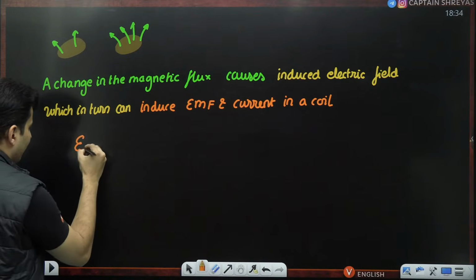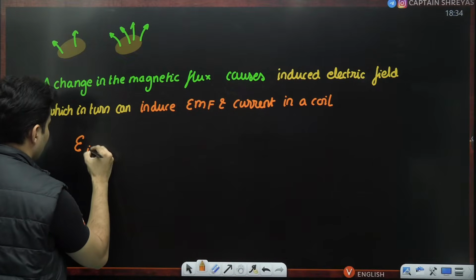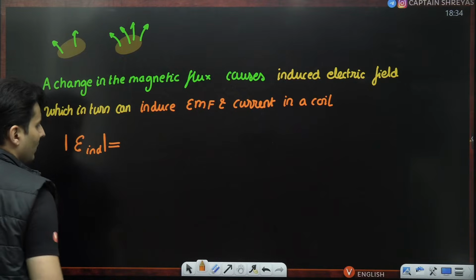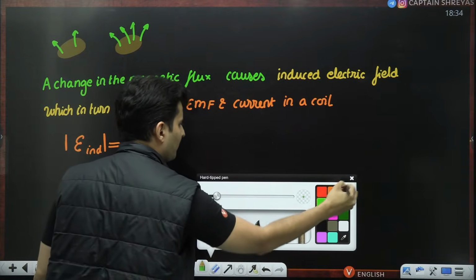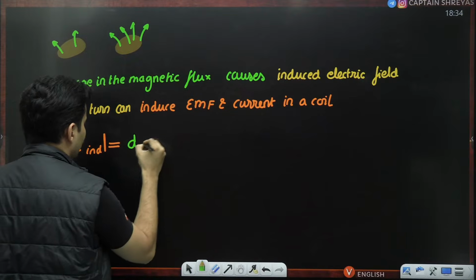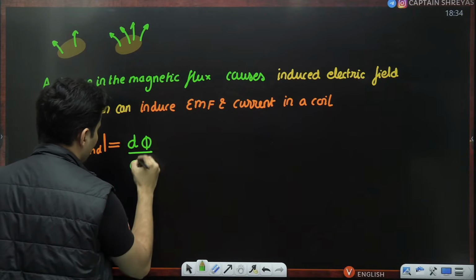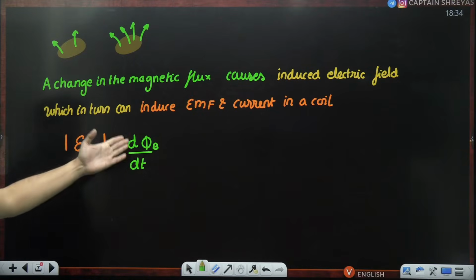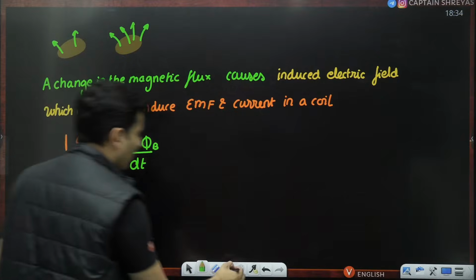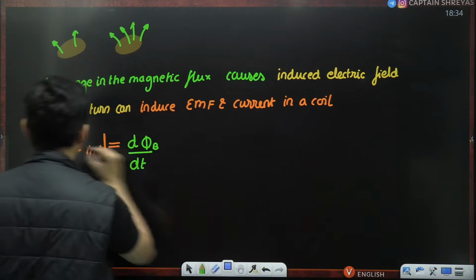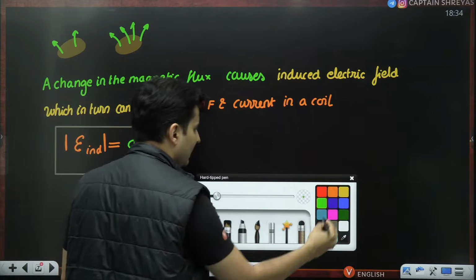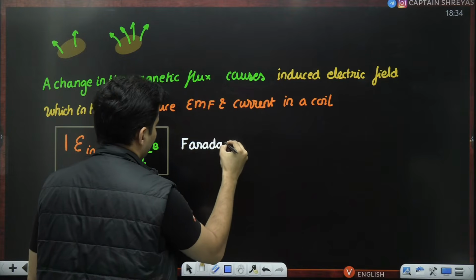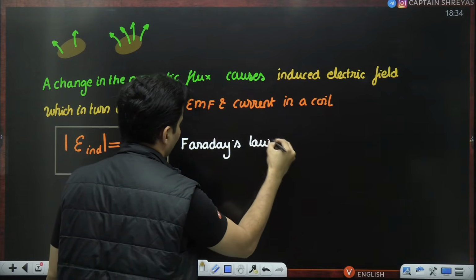This EMF which is induced, magnitude wise, was found out to be the derivative of the magnetic flux with respect to time. This particular statement, what you are seeing over here, is precisely what is called Faraday's law.